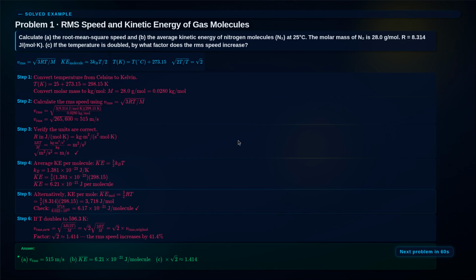Step 3. Verify the units. R in joules per mole Kelvin is kilogram meters squared per second squared per mole Kelvin. After canceling, we get meters per second.